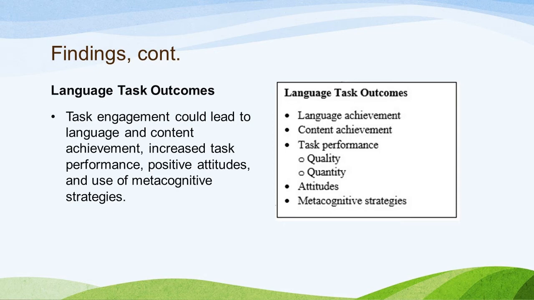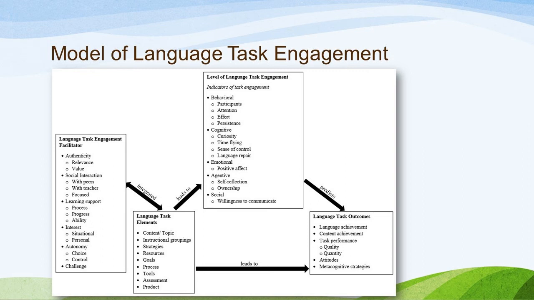It is worth mentioning that the literature contributed relatively more to the task elements and outcomes constructs in the model, while all of the data were considered equally for the facilitators and indicators. The findings from the literature and survey data support the set of facilitators and indicators in this model.